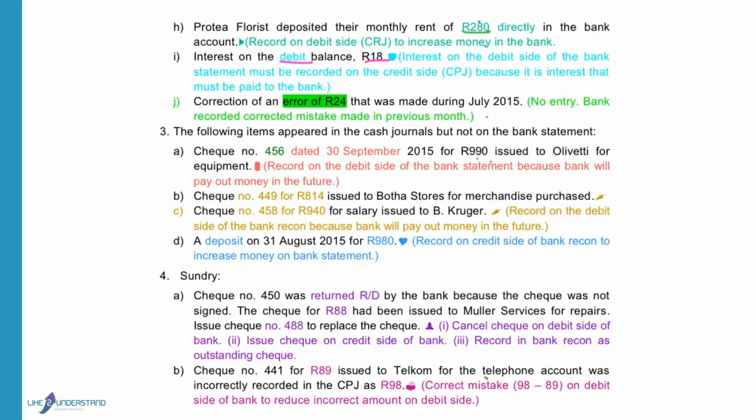Correction of an error of 24 that was made during July. So that means the previous month the bank made a mistake, and we indicated on the bank reconciliation statement in July that they have to correct this mistake. So we will go to the previous bank reconciliation and see if this error appears on it. Because the bank made the mistake and they corrected it, we will not record any entry in our books.